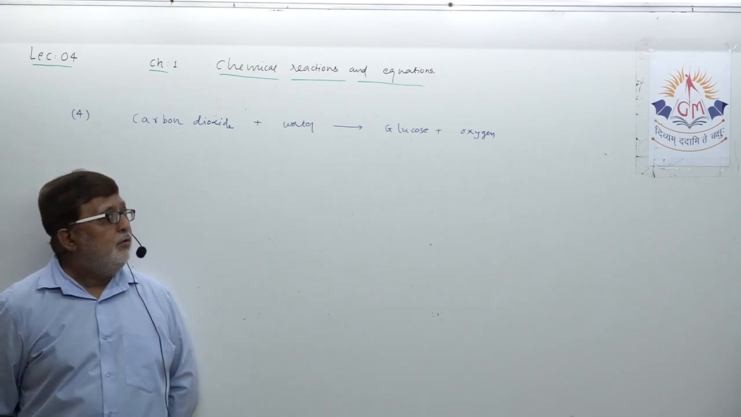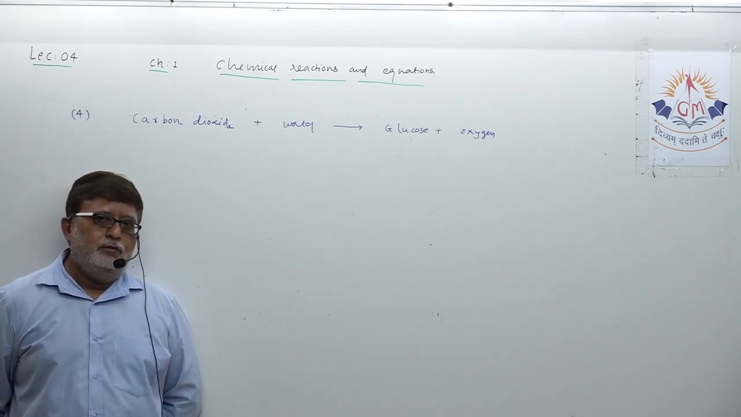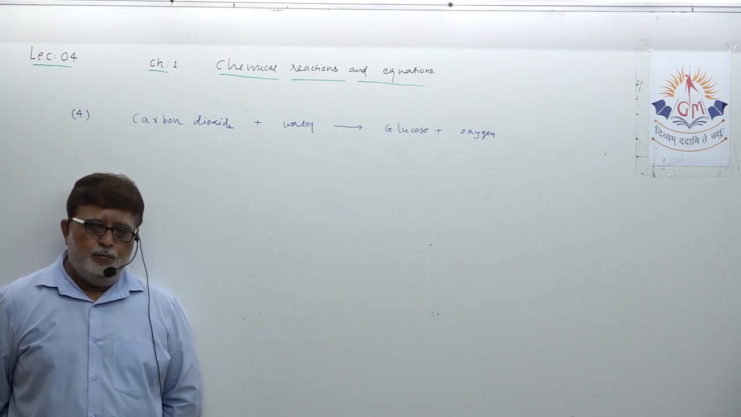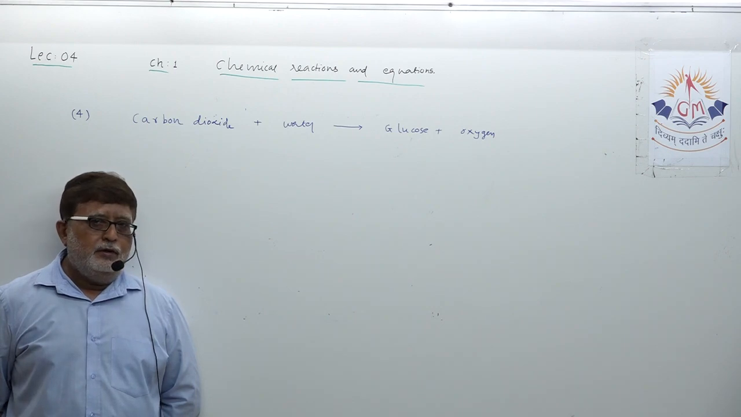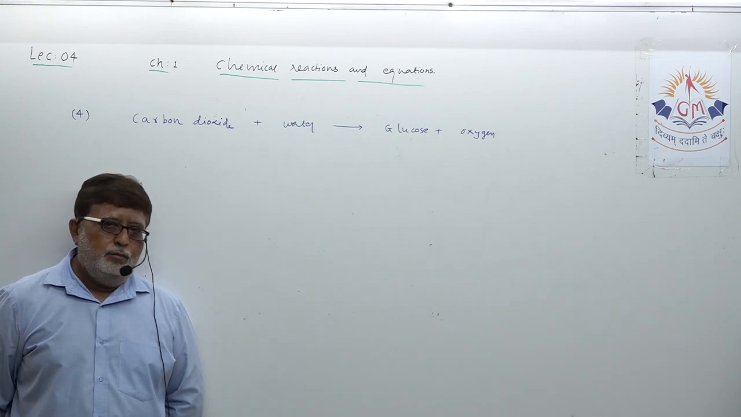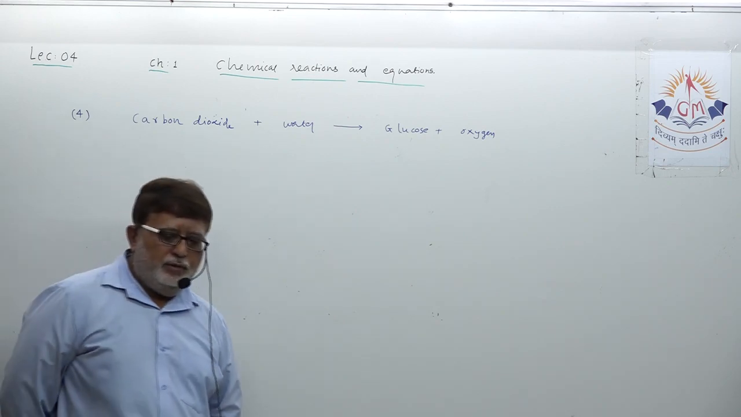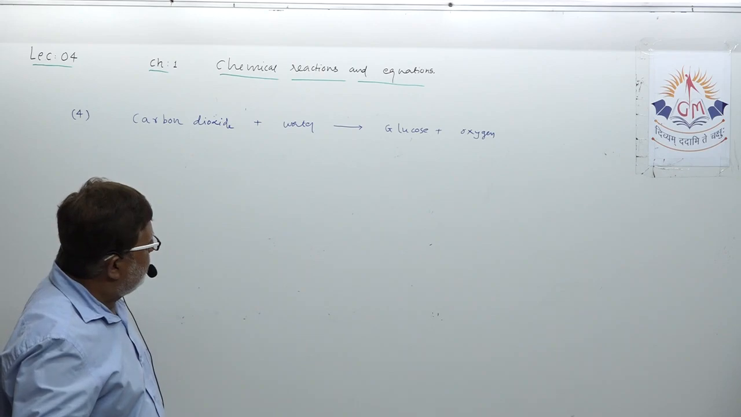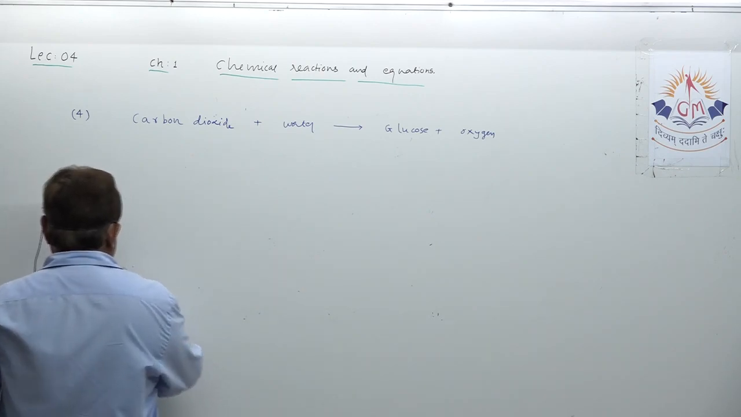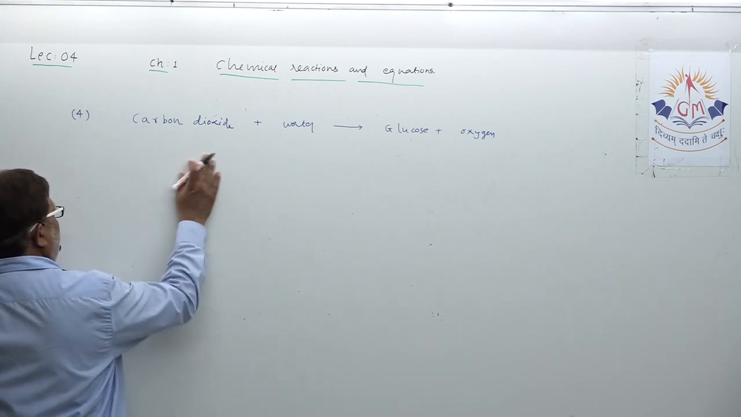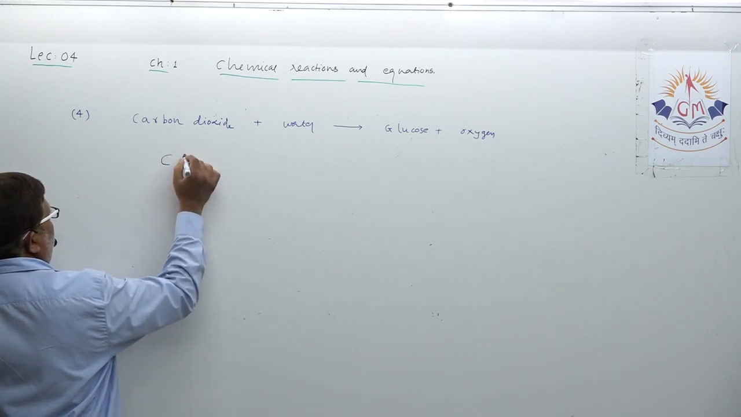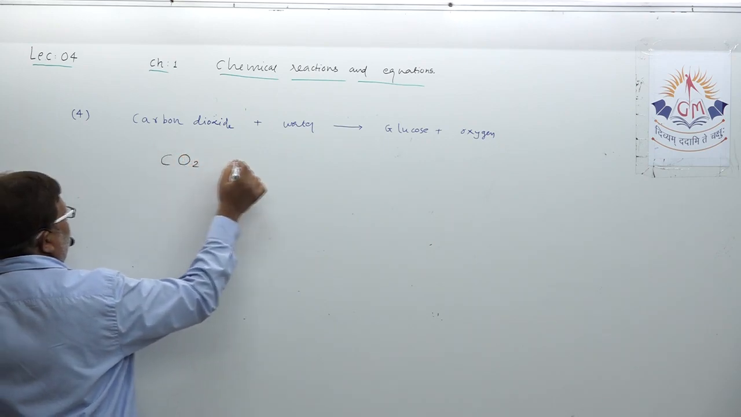What you have to do? You have to convert this word equation first into a proper skeletal chemical equation, and then you should try to balance this particular chemical reaction. Okay. First we will write the chemical equation. You know the formula of carbon dioxide, CO2.